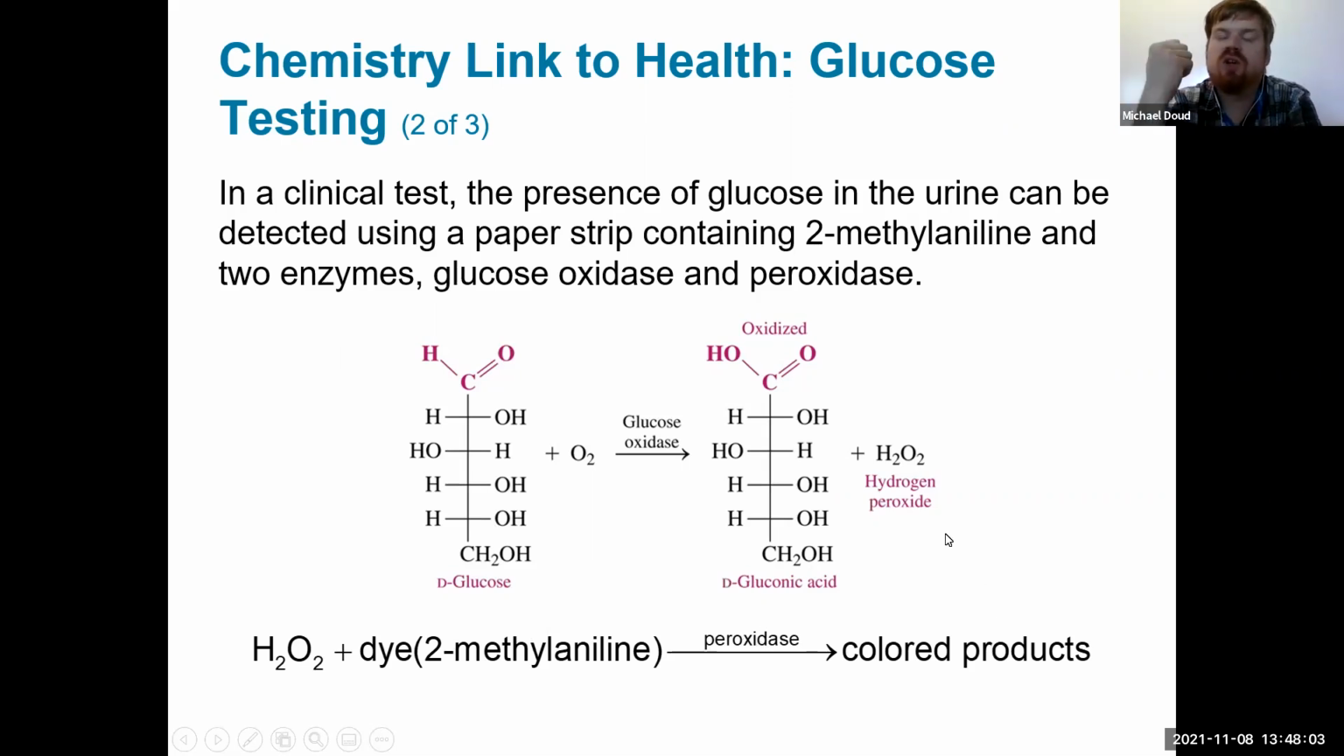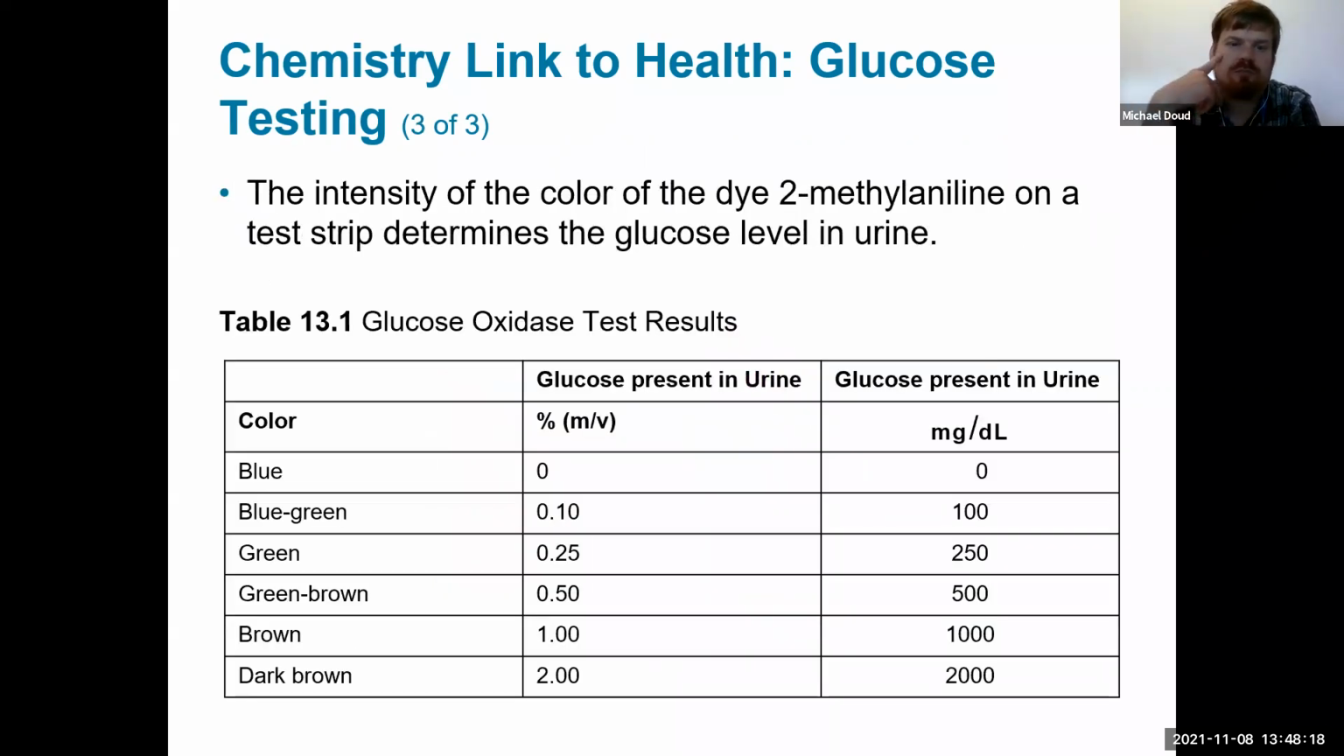So you can immediately see, based on the concentration of the hydrogen peroxide that's produced, which is related to the concentration of the glucose that's in the urine, you can actually see the levels of glucose in your urine, which is, again, not where it's supposed to be. So this is an example, don't worry about this, you don't have to memorize this or anything, but the intensity of that color will tell you the glucose level. So starting from blue is 0, all the way down to dark brown, which indicates a real problem with glucose in your urine.